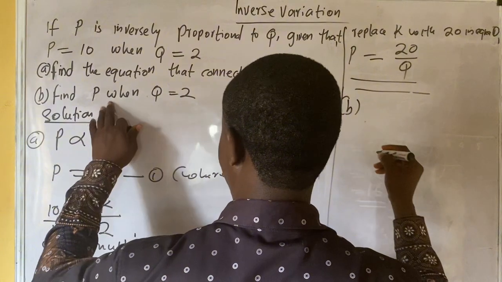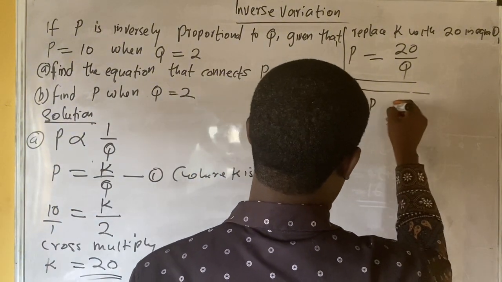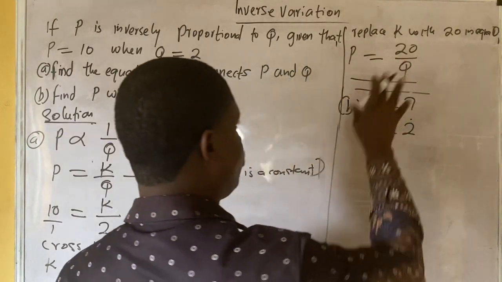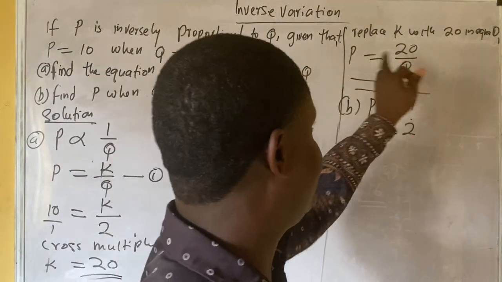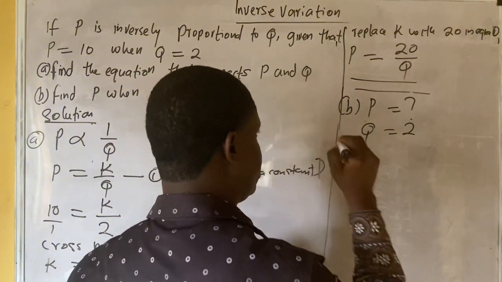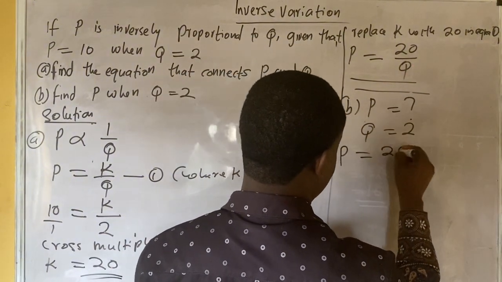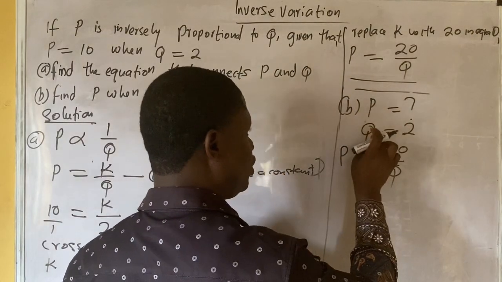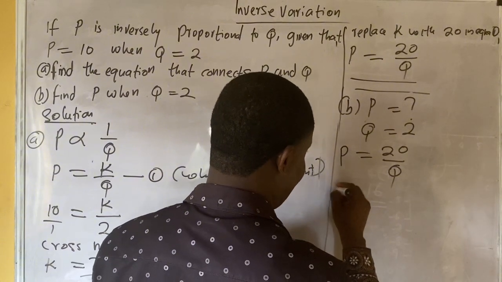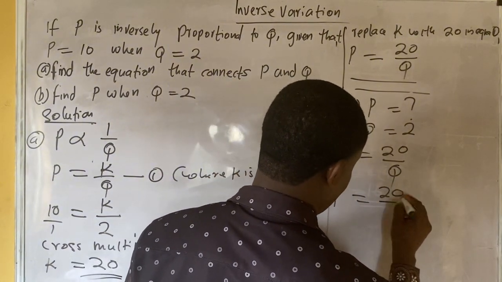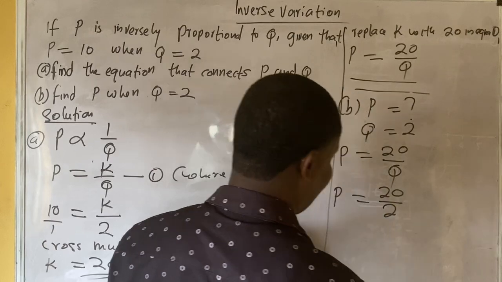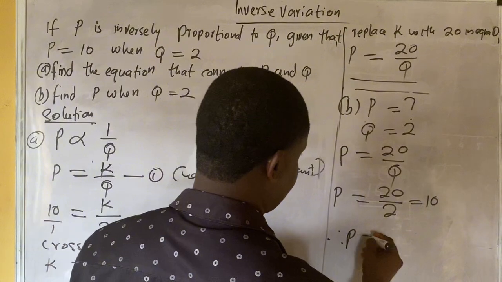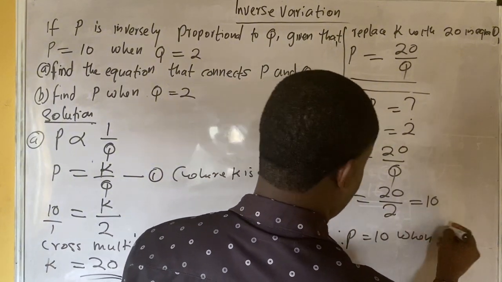So let's look at the B part of the question. We are told to find P when Q is equal to 2. So our P is unknown and our Q is equal to 2. So we are going to apply all this in the formula connecting P and Q. So we record the formula, which is P is equal to 20 over Q. And we're looking for P, and we are given Q is equal to 2. So that means that our P is equal to 20 over Q, which is 2. So we have 20 over 2, and 20 divided by 2 will give us 10. So we have it that our P is equal to 10 when Q is equal to 2.